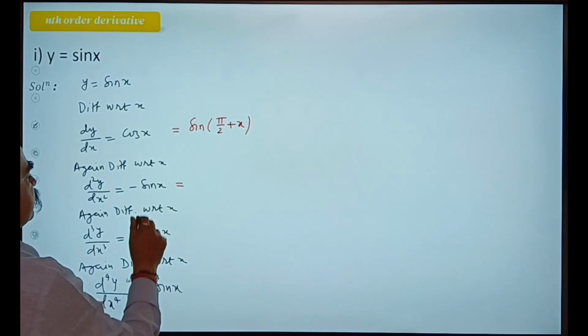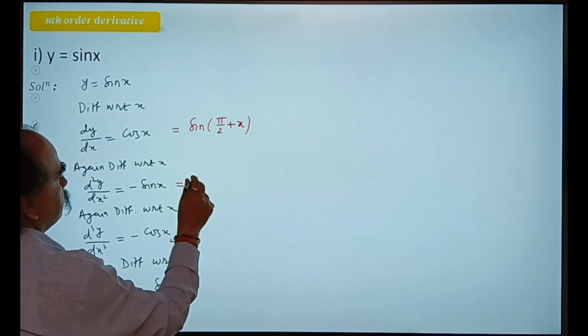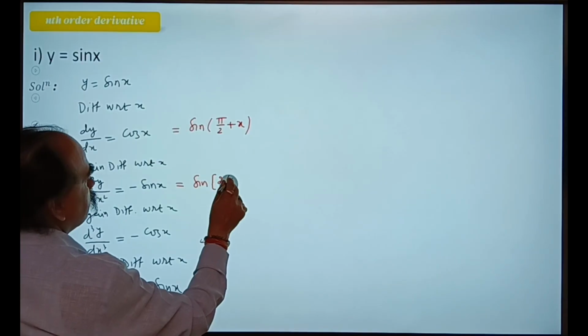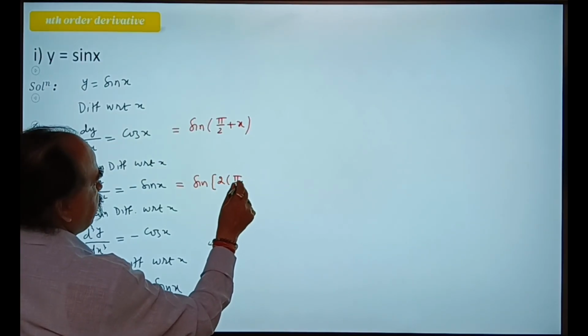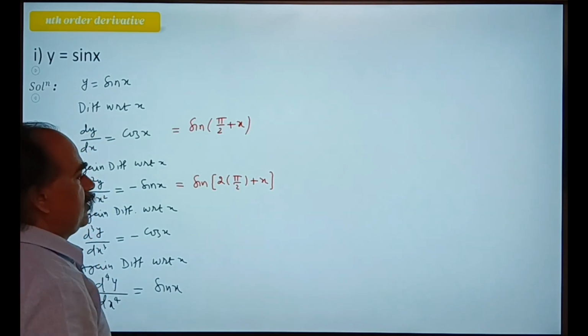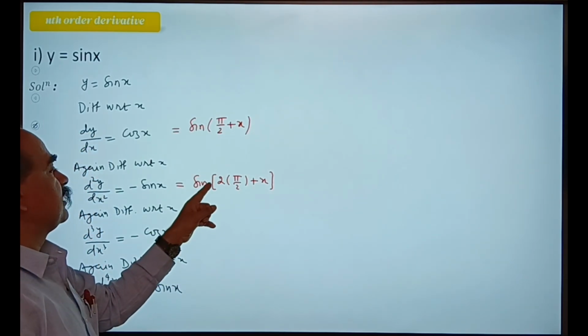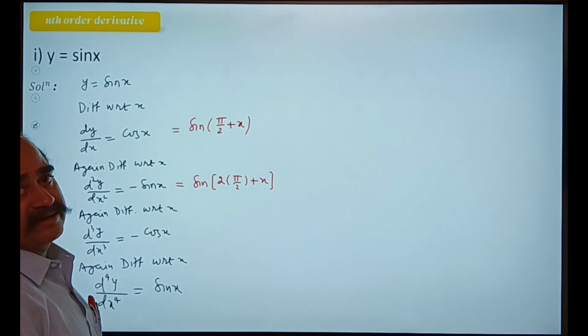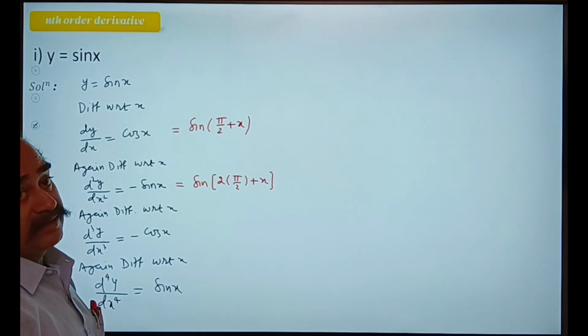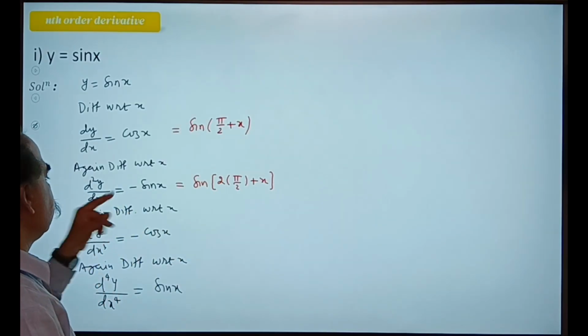Now minus sin x can be written as sin of 2 into pi by 2 plus x. Now 2 times means even multiple, so sin will remain same as sin. And 2 pi by 2 plus x will go in third quadrant. In third quadrant, sin is negative.